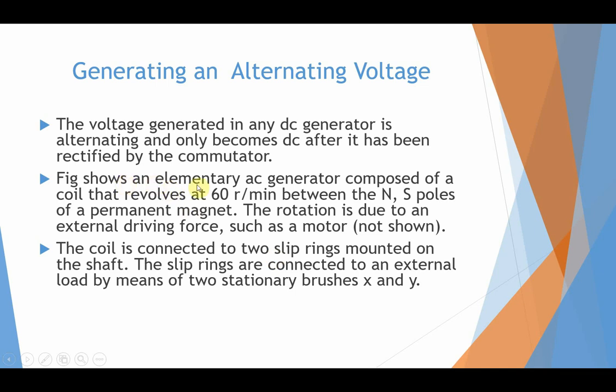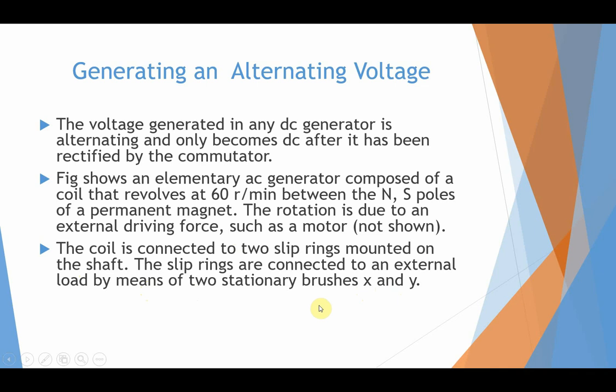The figure shows an elementary AC generator composed of a coil that revolves at 60 revolutions per minute between the north and south pole of a permanent magnet. The rotation is due to an external driving force such as a motor, not shown in the figure for simplicity. The coil is connected to two slip rings mounted on the shaft. The slip rings are connected to an external load by means of two stationary brushes X and Y.